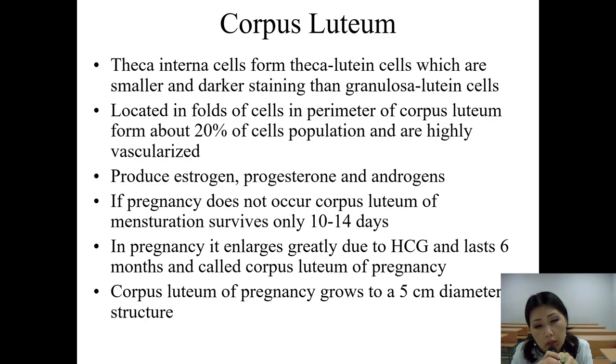If pregnancy does not occur, the corpus luteum of menstruation survives only 10 to 14 days. And in pregnancy, it enlarges greatly due to HCG and lasts 6 months and is called the corpus luteum of pregnancy. The corpus luteum of pregnancy grows to a structure 5 centimeters in diameter.